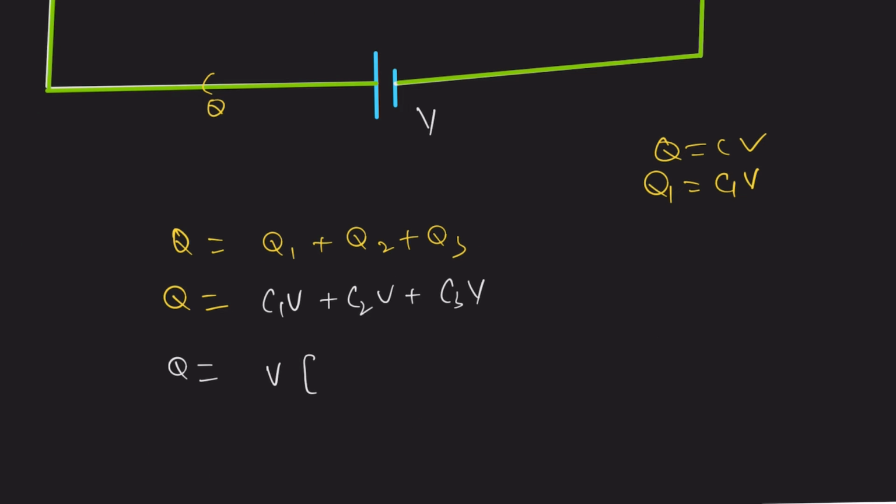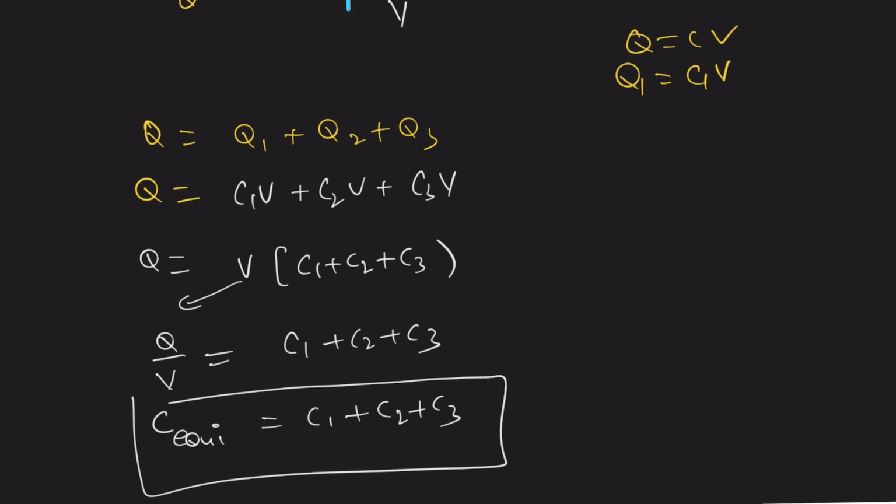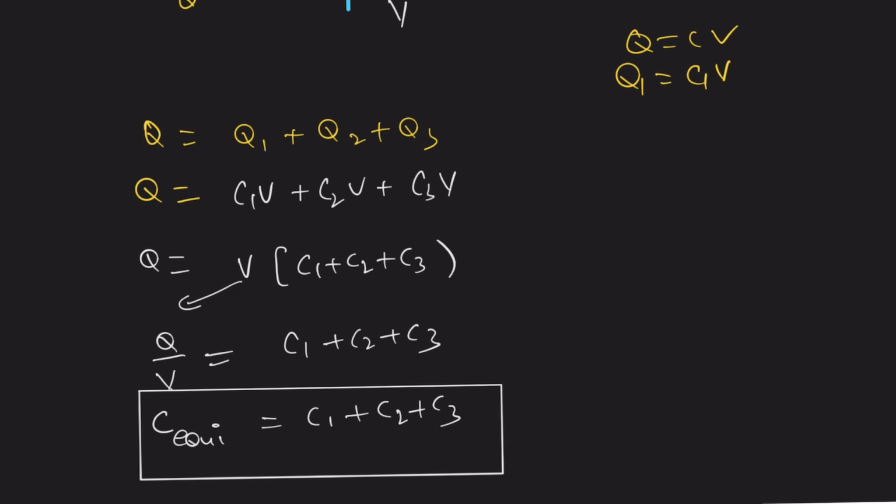Taking V common, we get C1 plus C2 plus C3. Bring V to this side, then we get Q by V is equal to C1 plus C2 plus C3. So what is Q by V? That is C equivalent, which is equal to C1 plus C2 plus C3. So this is the formula when three capacitors are connected in parallel.